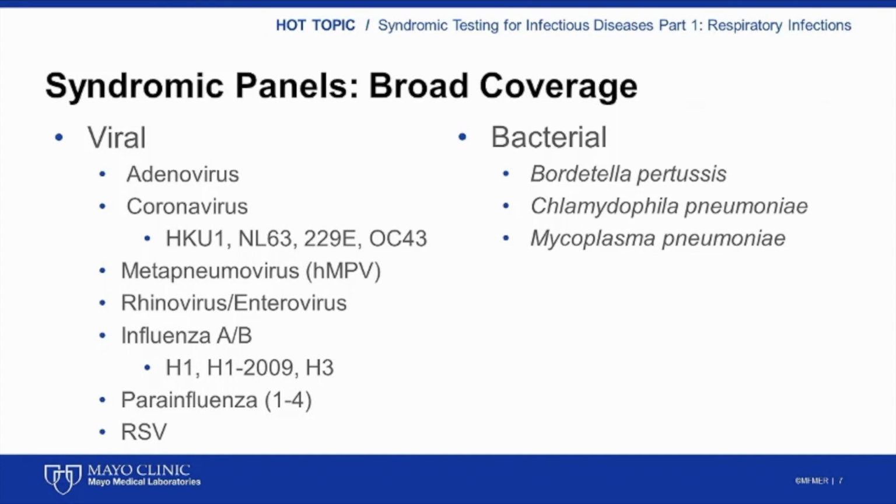This slide summarizes the targets that are commonly included on commercial respiratory multiplex panels. As you can see, the coverage is quite broad and includes both viral and bacterial causes of respiratory infection, including some pathogens such as metapneumovirus and coronaviruses that were not routinely detected by conventional testing.